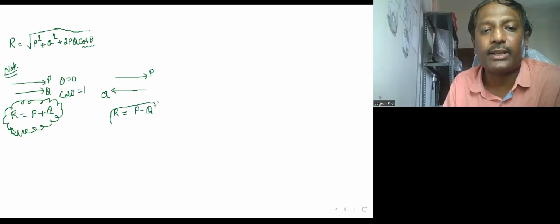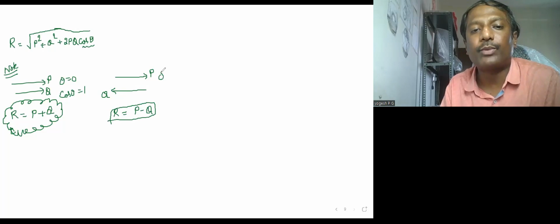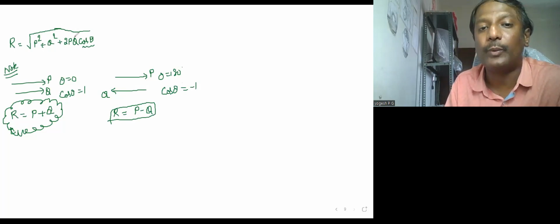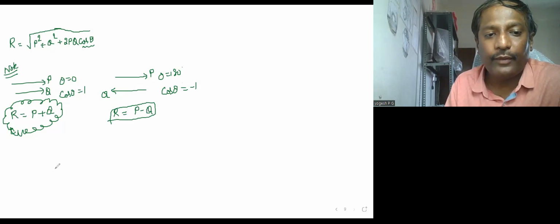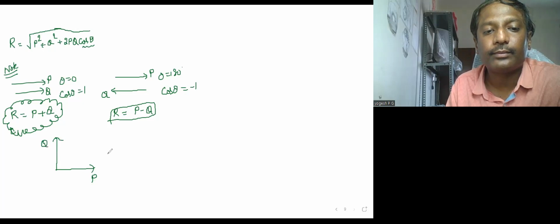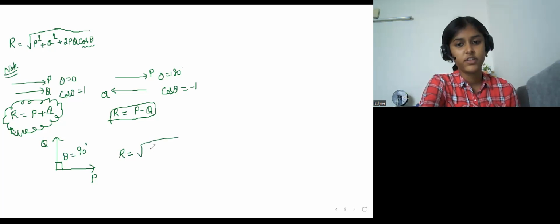Theta becomes 180 degrees. So cos 180 will be minus 1. So the formula will be P squared plus Q squared minus 2PQ. So it becomes P minus Q. If two vectors are perpendicular, perpendicular means what about theta? Root of P square plus Q square.